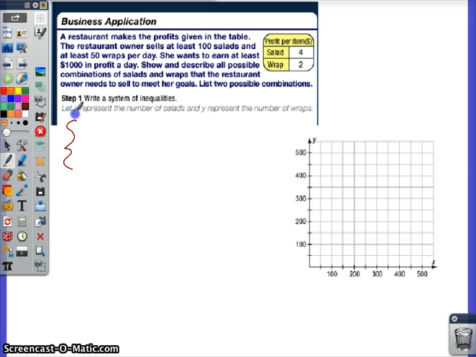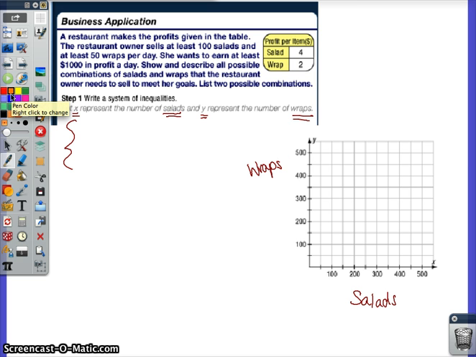So I'm going to just let X represent salads, and I want you to write that down, and Y represent wraps. So when I go on my graph, I'm going to have salads down on the X-axis, and I'm going to have wraps on the Y-axis. Always define your variable when you start a word problem. Okay, so let's take out some key information here.